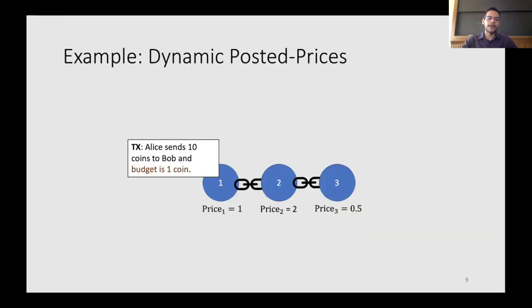So for example, imagine we have this instance where Alice wants to send 10 coins to Bob, and she reports a budget of 1 coin. That means that she's willing to pay at most 1 coin to have her transaction included. So in this example, she can include her transaction in either block 1 or 3, but a miner cannot include her transaction in block 2 because the posted price for that block is higher than her budget. So the posted price is a property of each block, and a transaction can only be included in a block where that posted price is below the budget.